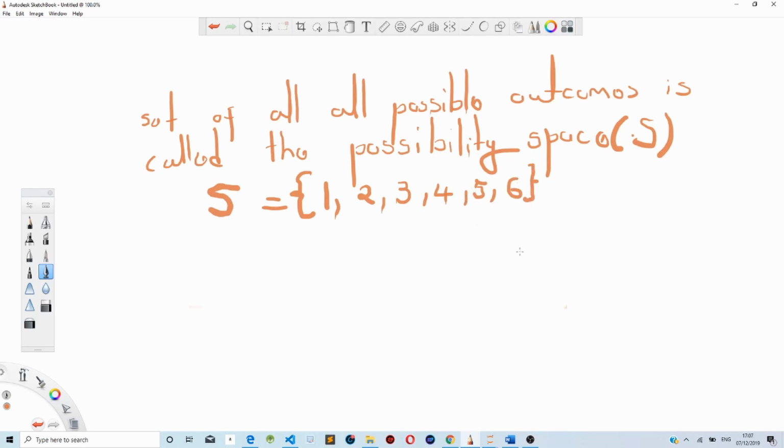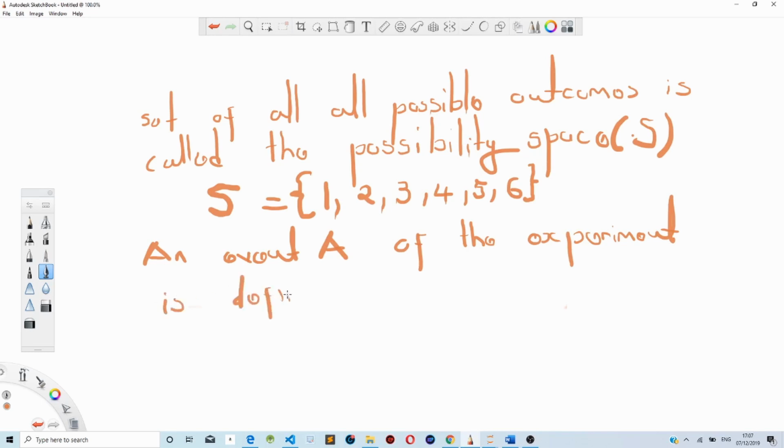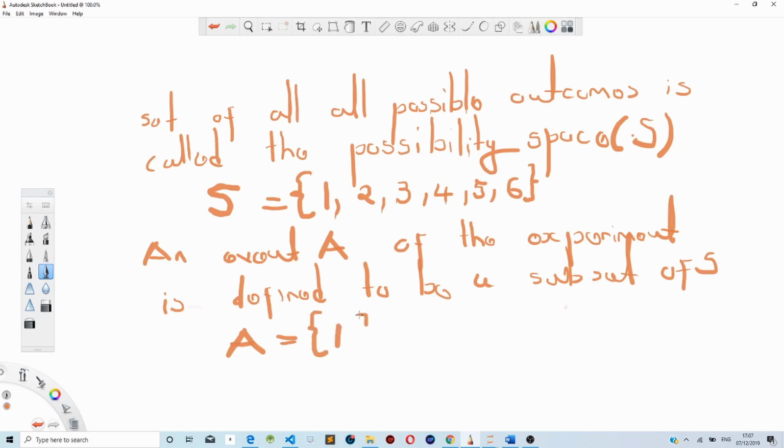And then let's say an event A of the experiment is defined to be a subset of S. So in this case, let's say the event of obtaining a 1. So in this case, A is equal to 1. As you can see, 1 is a subset of S. Since S contains 1, that means that A is a subset of S.